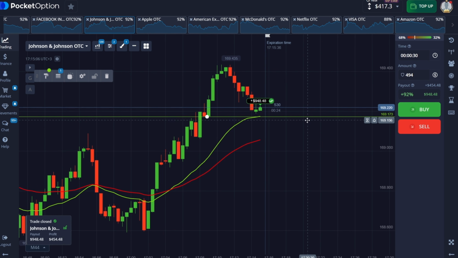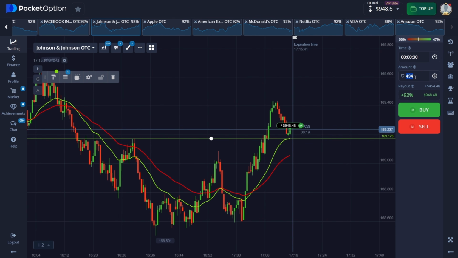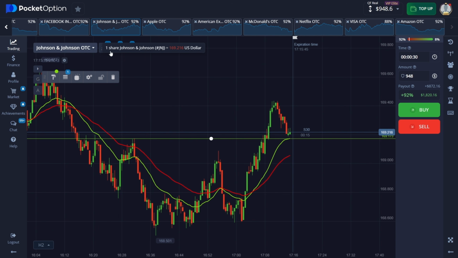With only a few seconds left, we won another trade in the compounding session. Now my balance has turned into $948. Let's find a trade for $948.